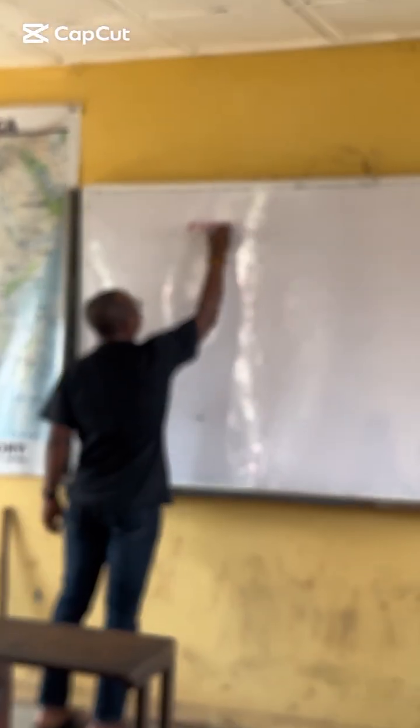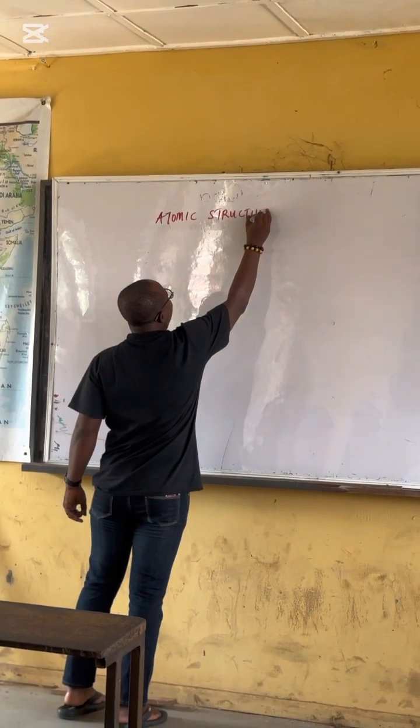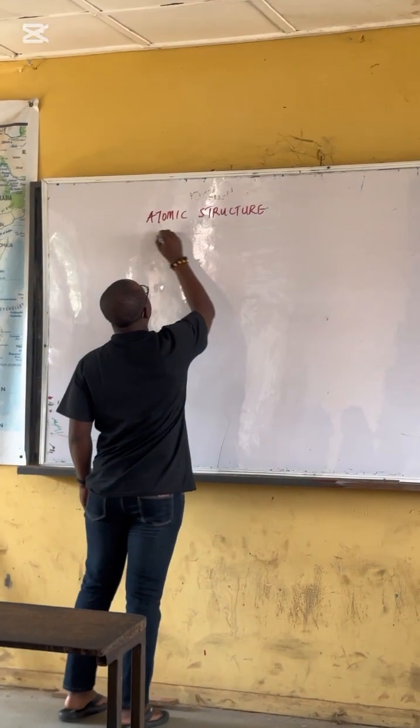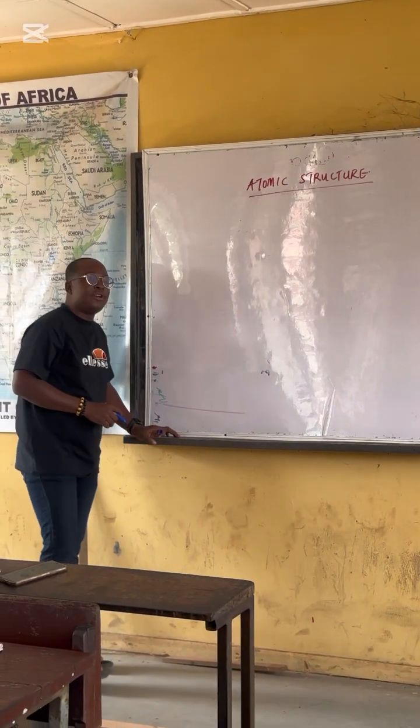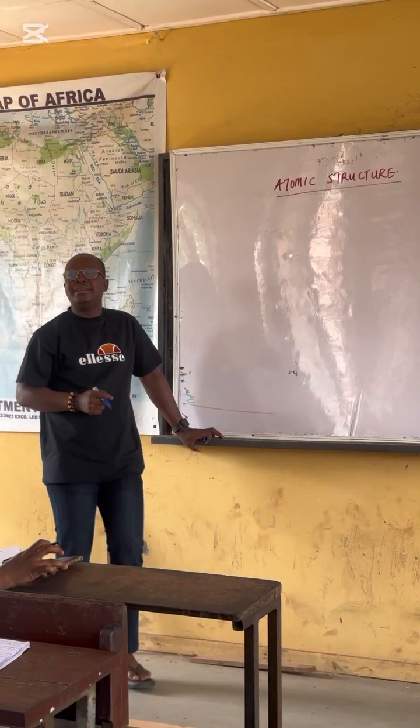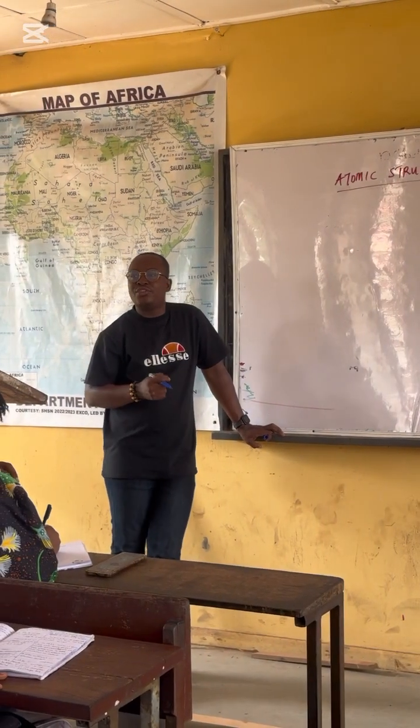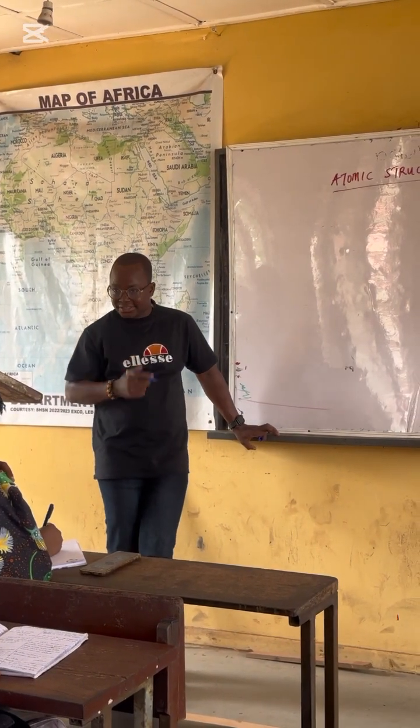Atomic structure. In atomic structure, we need to know what they call the history of development. The history of development about atom can be dated back to the period of ancient Greek philosophers.